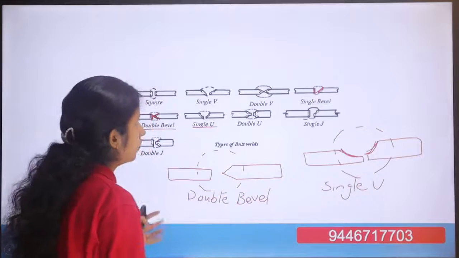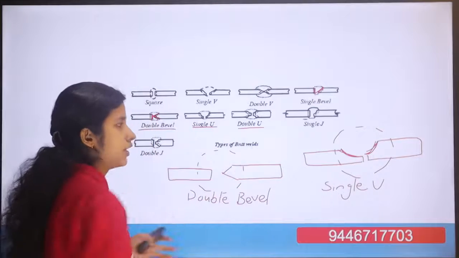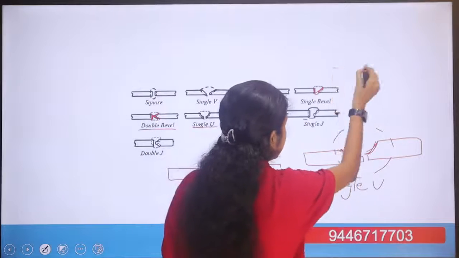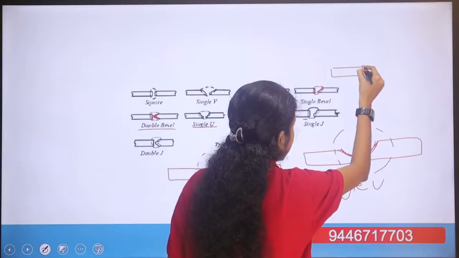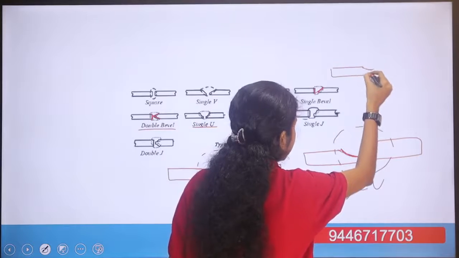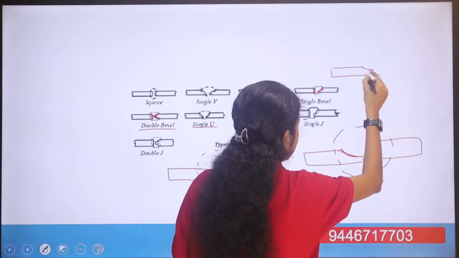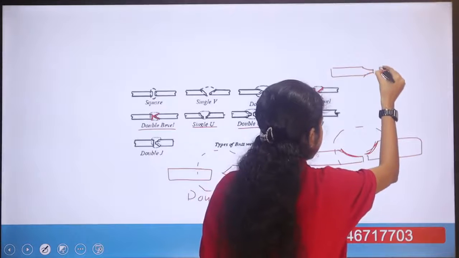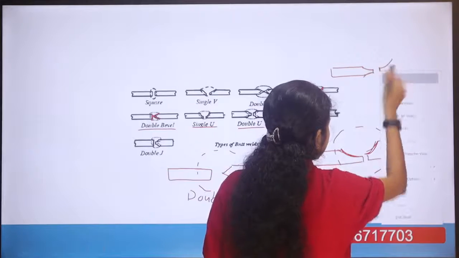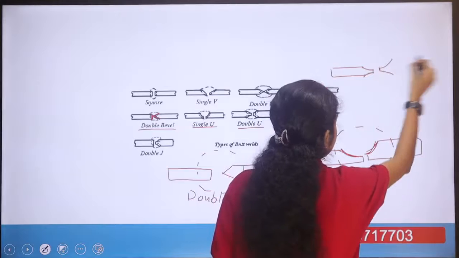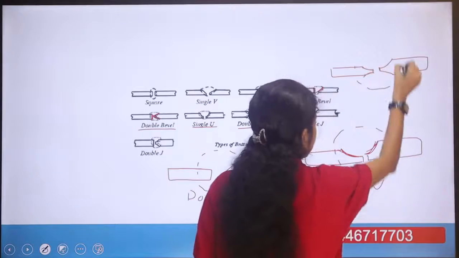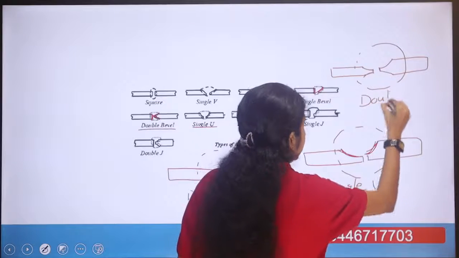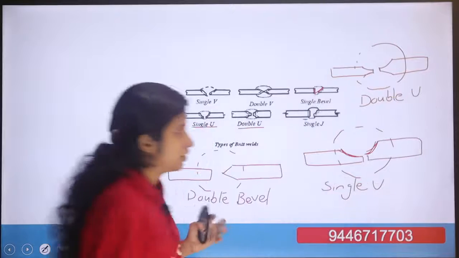In double U, two U's are created. In the bottom also a U section is created. In this section there is a U, and this section also is a U portion, and welding between this portion is known as double U.